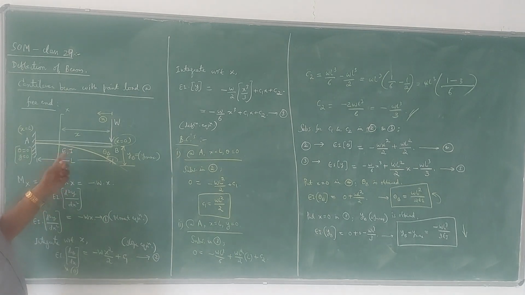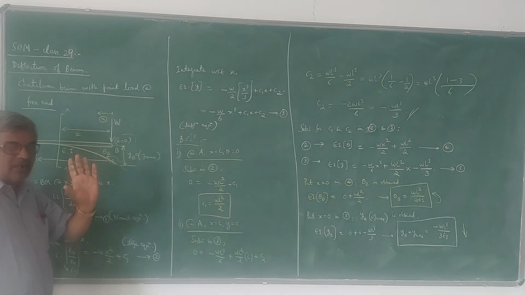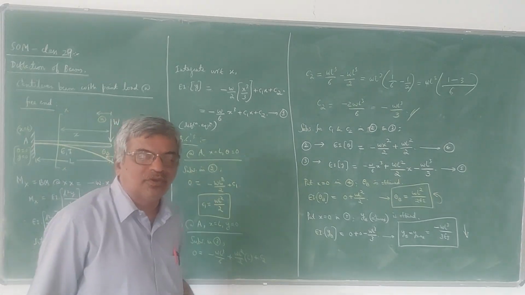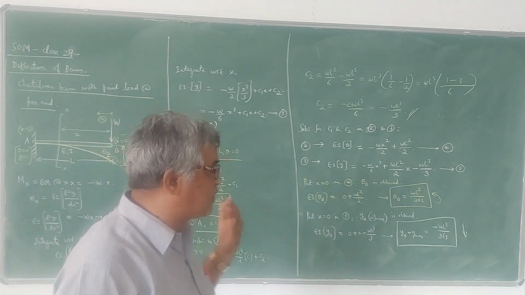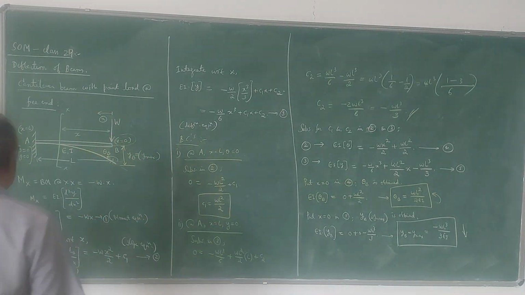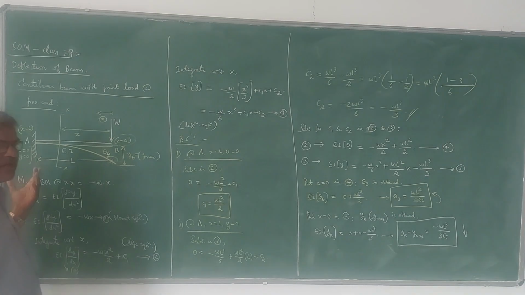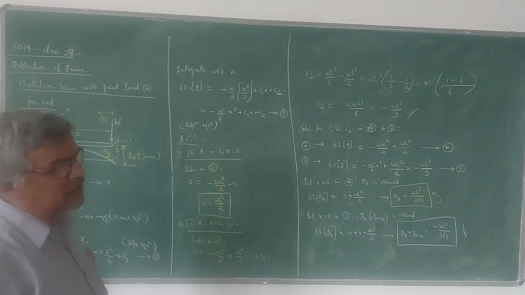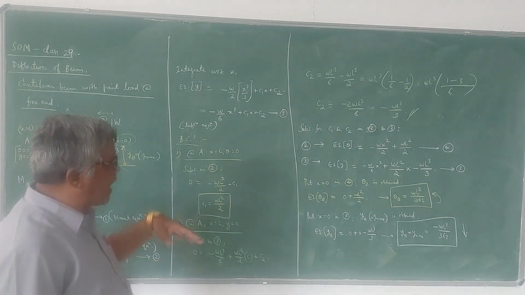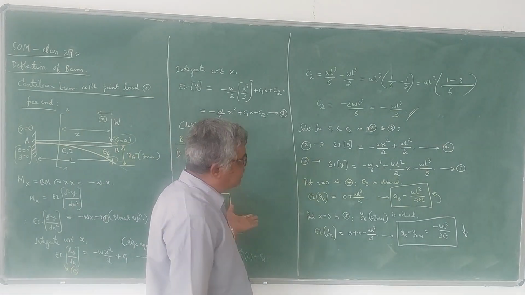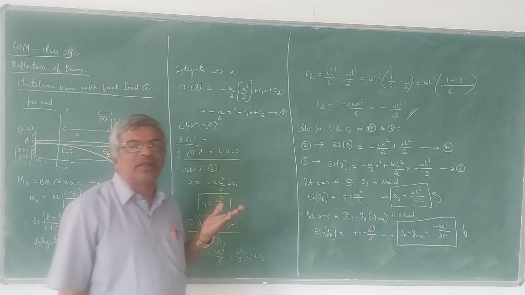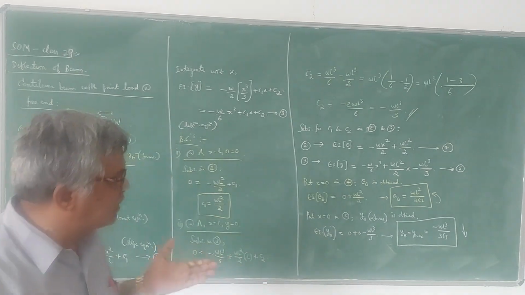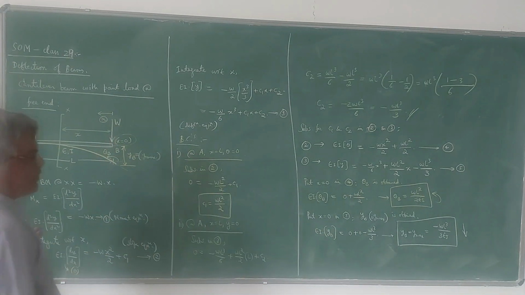So fixed end is here. Always know that x is measured from the free end, so that fixed end becomes x is equal to L. At the fixed end, theta is 0 and y is 0. Using those two conditions, we can find out the constants of integration. Substitute back in the slope and deflection equations. Then wherever you want the slope and deflection, you can easily find out the values.